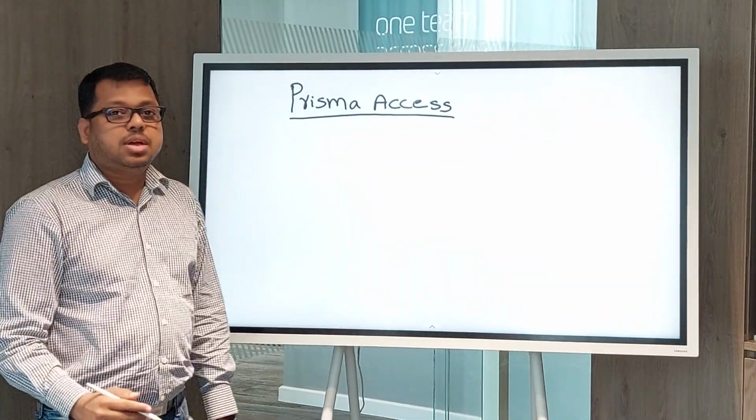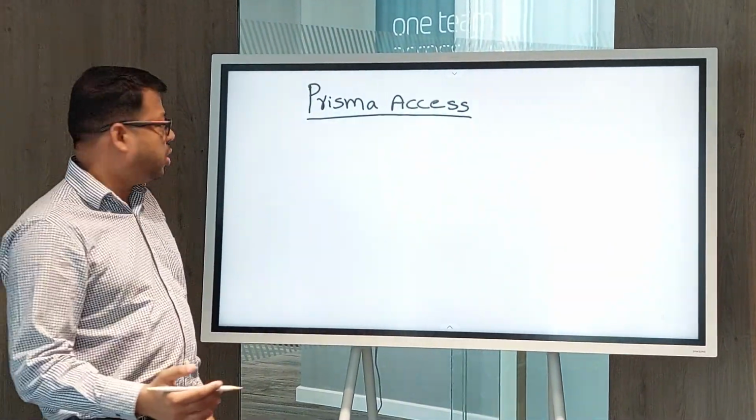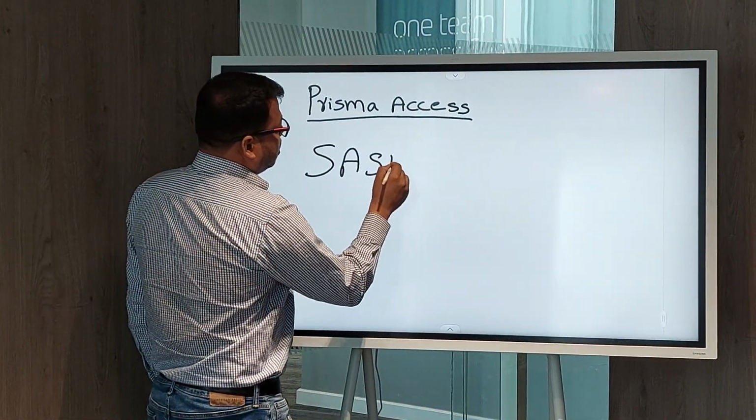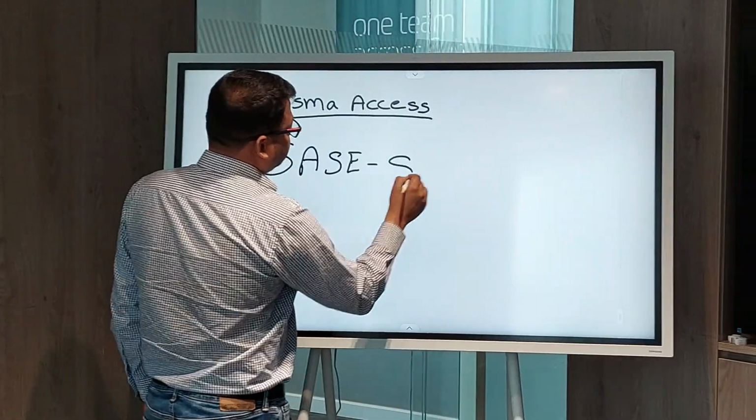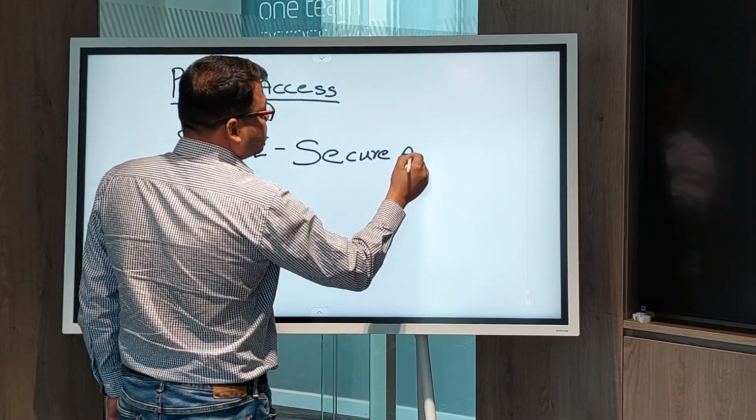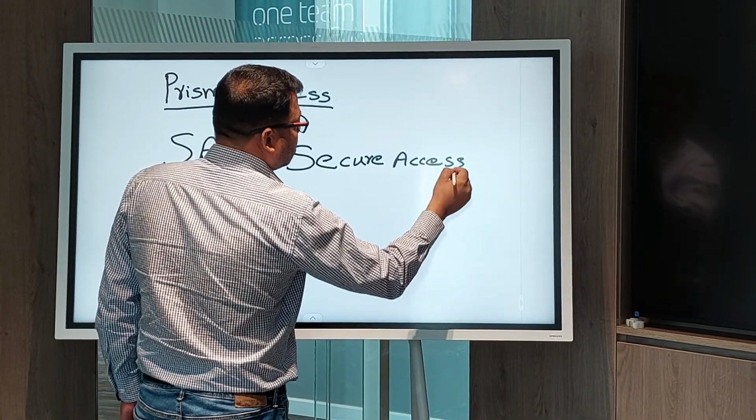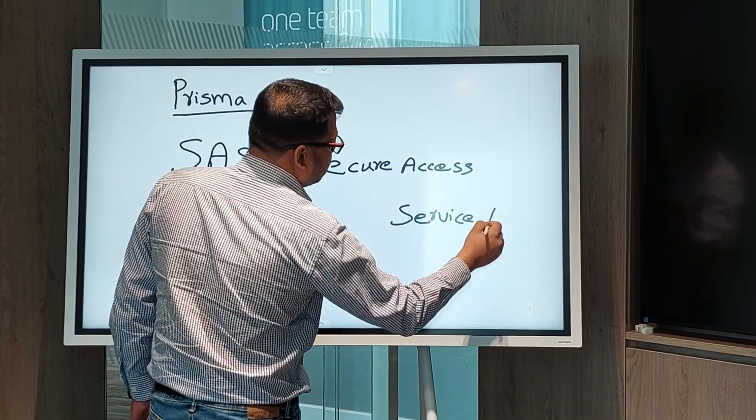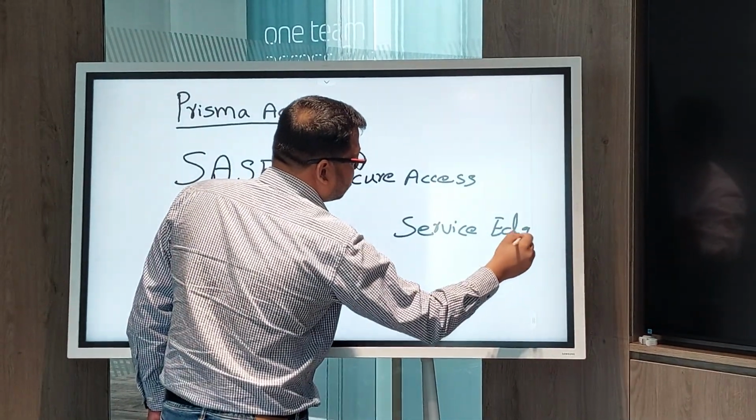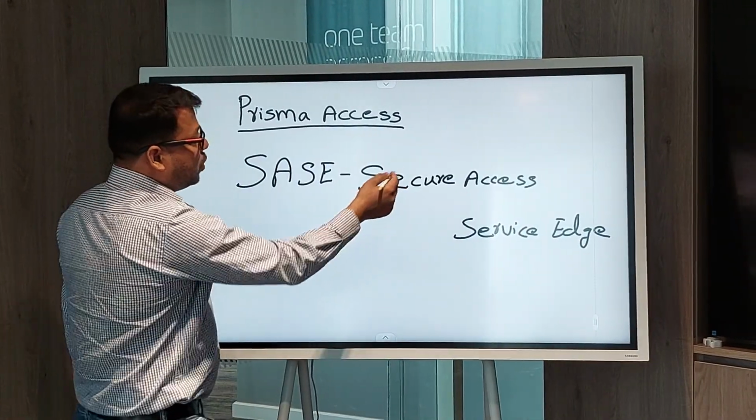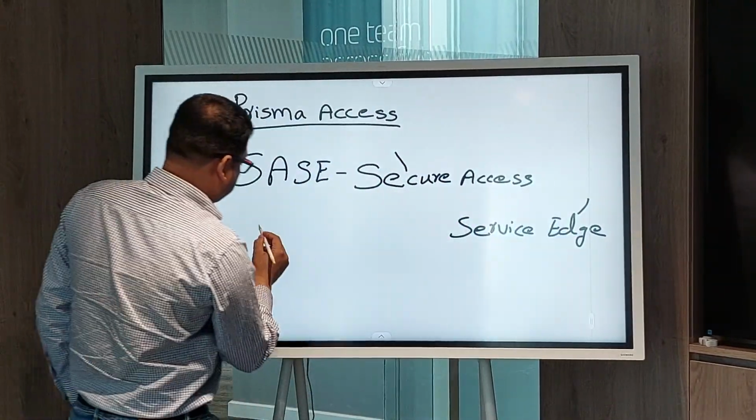Prisma Access is the SASE solution from Palo Alto. SASE. The expansion is Secure Access Service Edge. So what is this? If you take the first and last, secure edge.